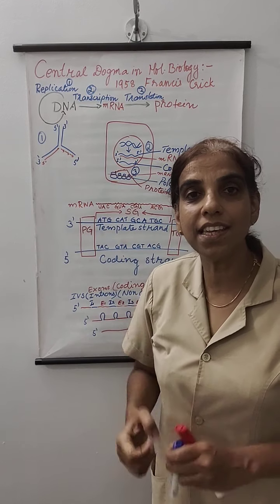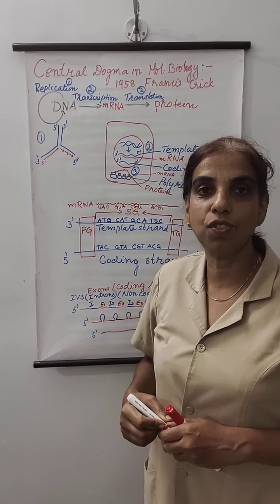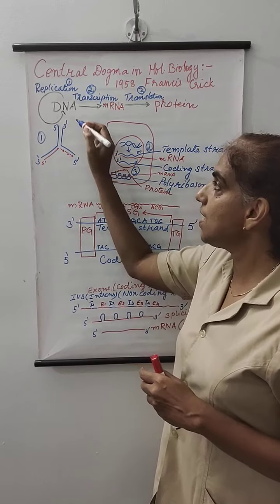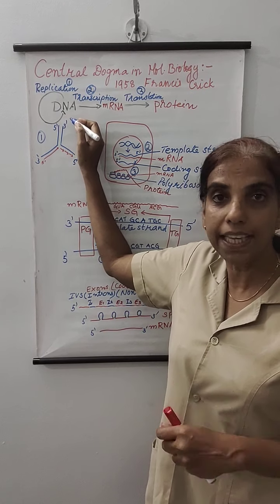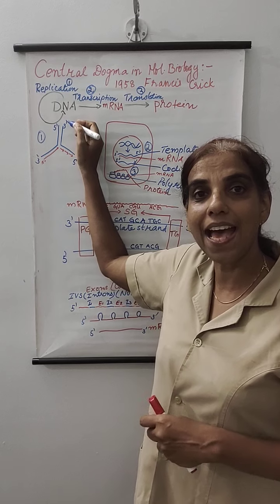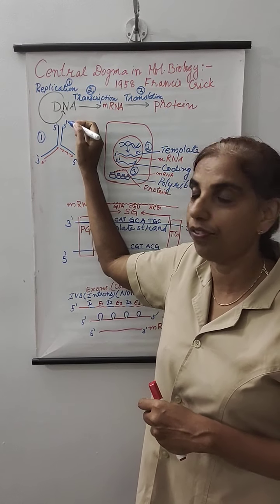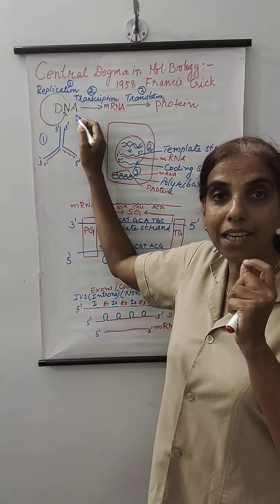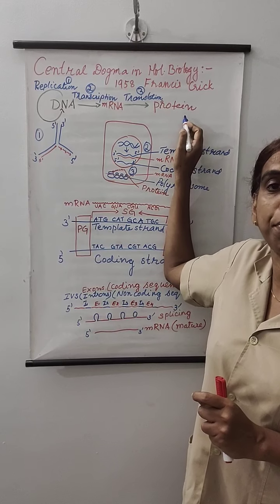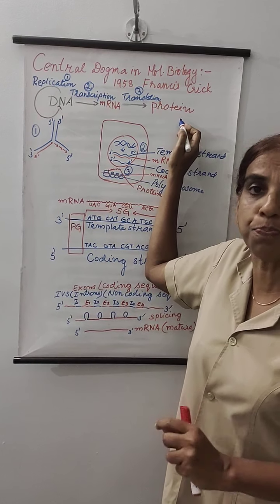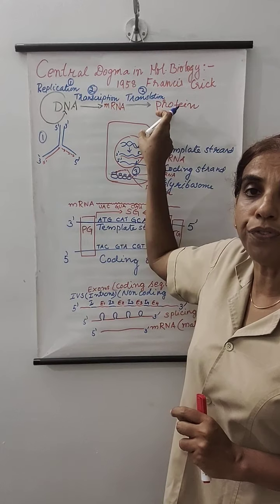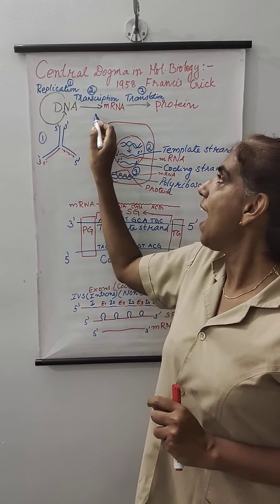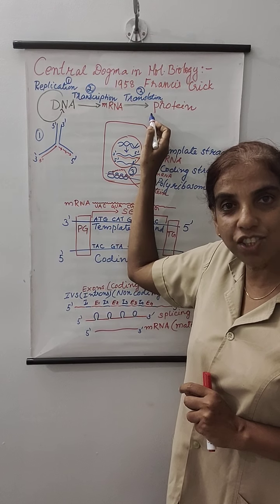Now this DNA is carrying many messages for the physical characters as well as the genetic characters. These messages are coded in DNA. That is why you call DNA the blueprint of life. So this DNA now has to produce the functional product, the protein. For this protein synthesis, mainly two phases are there. The first phase is called transcription and the second phase is called translation.